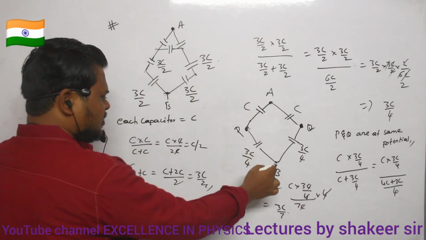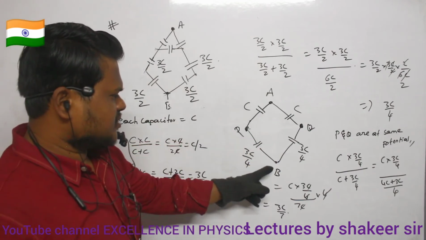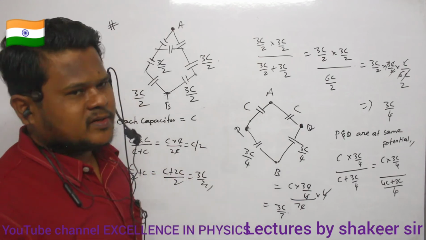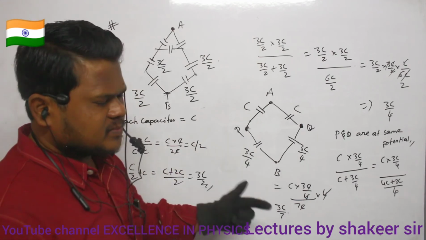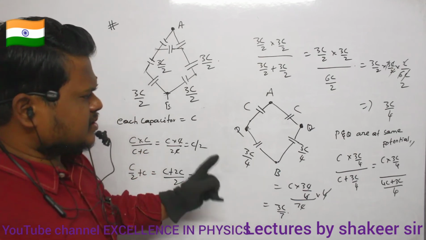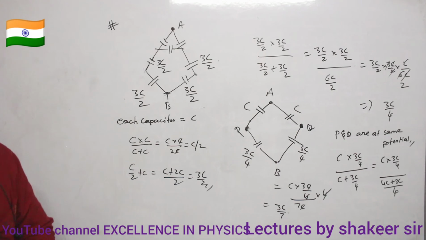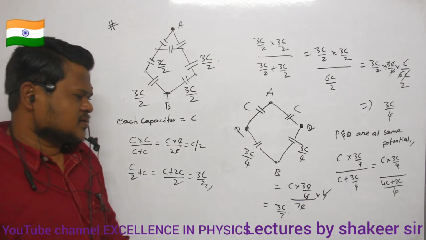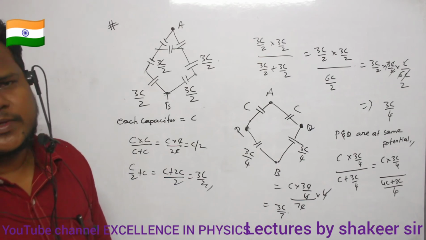So the total equivalent capacitance of this one is how much? 3C divided by 7. So this is also 3C divided by 7. So both of them, again, they are connected in parallel connection. So 3C by 7 plus 3C by 7 is 6C divided by 7. That is my equivalent capacitance. Okay, that's all. Make a note up to here. So the final answer which you should get is 6C divided by 7. Okay?